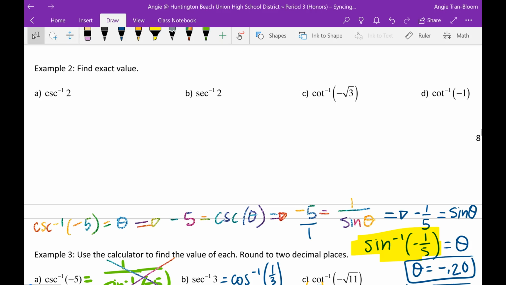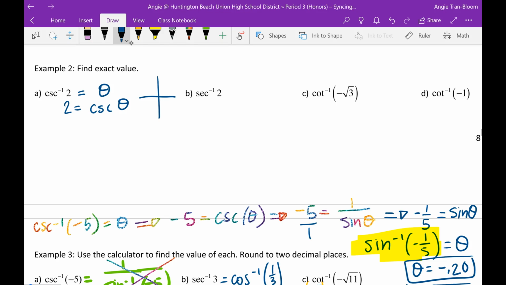Same thing, same concept, except you can't use a calculator. So cosecant inverse of 2, would you agree that it's going to be some angle? Let's call it theta. Then I'm going to compose both sides with cosecant. So 2 equals cosecant of theta. Because we started out with an inverse, this theta would have to come from which quadrant?